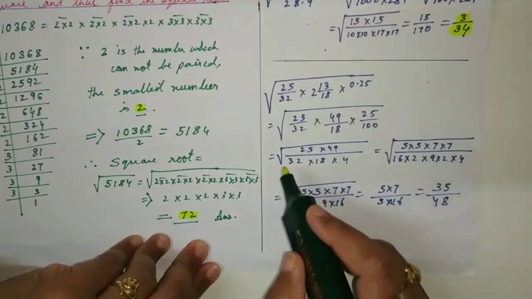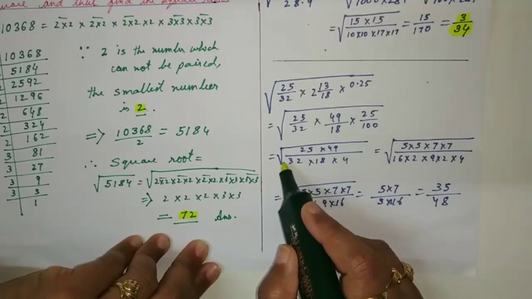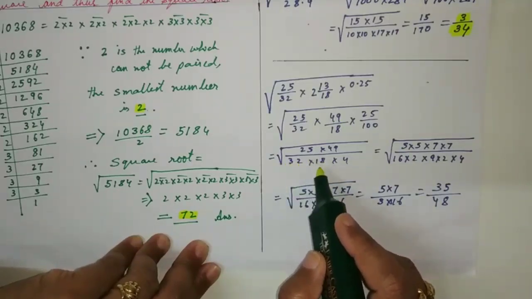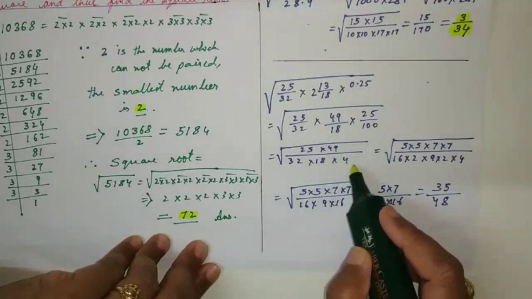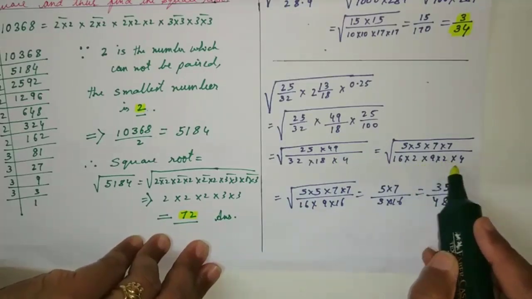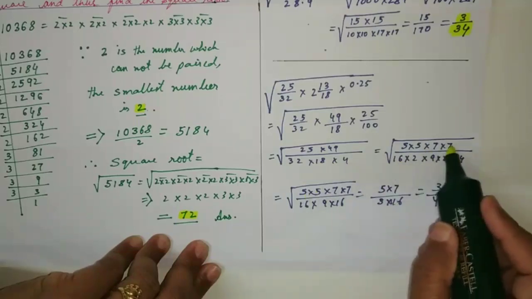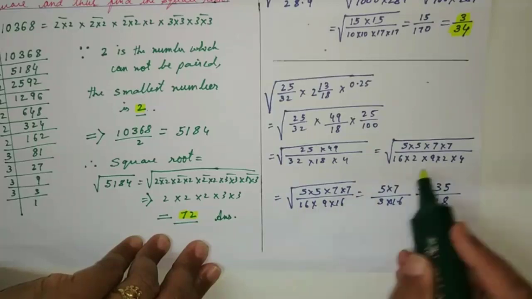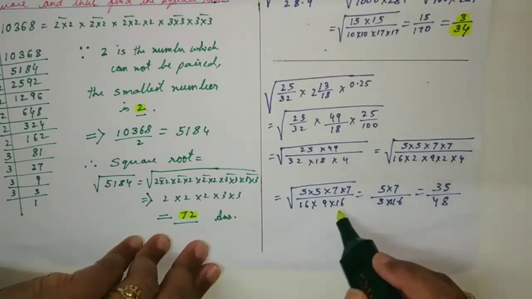You can also do it by smaller numbers, as 32 will be 2 into 2 into 2 into 2 into 2, 18 will be 2 into 3 into 3, 4 will be 2 into 2. You can do it in that form as well. I have simplified it a little, where I have put down 5 into 5, 7 into 7 in the numerator as it is. 16 comes down here, 9 is brought here, and 4 2s are 8, 2 8s are 16 here once again.